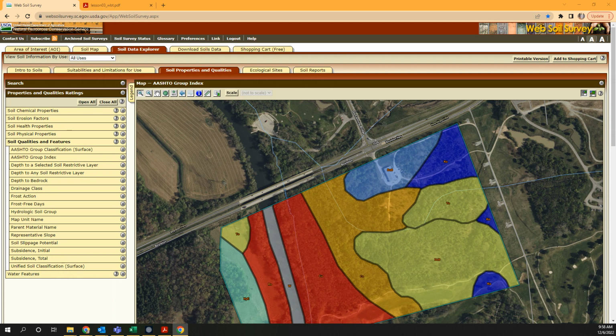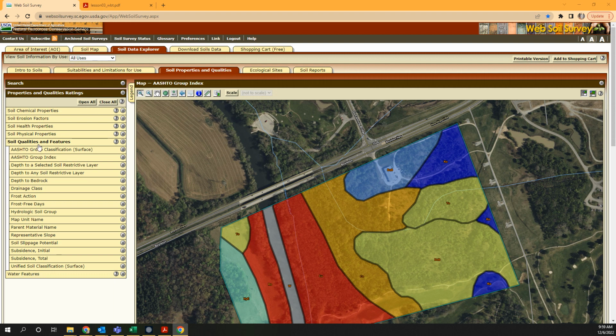The ones in this that we're going to cover are our unified classification, AASHTO, fragments, liquid limit, and plasticity limit. So I want to start off with unified soil classification. In order to find out what your unified soil classification is, what you're going to do is go to soil properties and qualities for your area of interest.